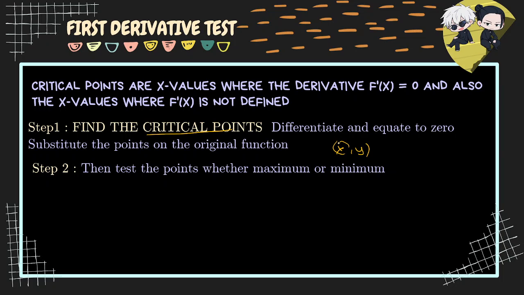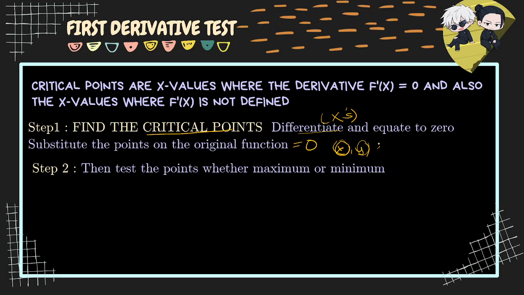So, para mahanap natin si x values, kailangan natin i-differentiate muna si function, then equate natin siya sa 0 to find the critical points x's. So, what happens in these critical points? These critical points can be used to find naman yung ating y, para malaman natin yung coordinate y. So, how are we going to find the coordinate y? We are just going to substitute the x values on the original function para mahanap natin si y.